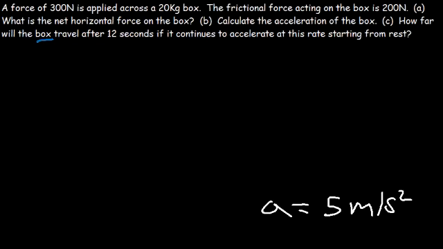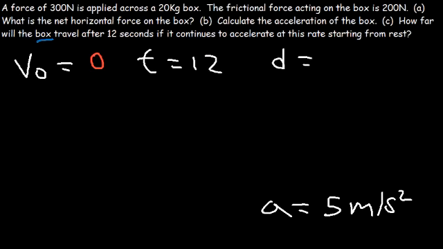Now what about part C? How far will the box travel after 12 seconds if it continues to accelerate at this rate, starting from rest? So the initial speed is 0 if it starts from rest. The time is 12 seconds. Our goal is to find the distance traveled. So we're looking for D. What equation has V initial, T, D, and A? So make sure you review your kinematics equation. You never know when those equations will be helpful.